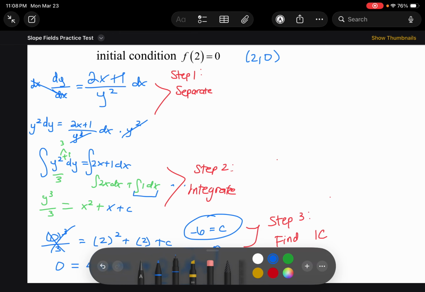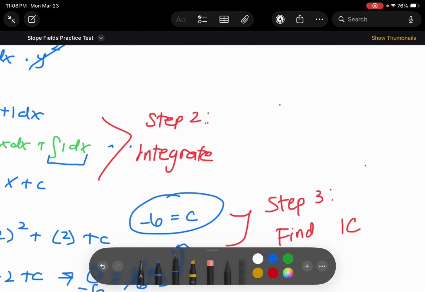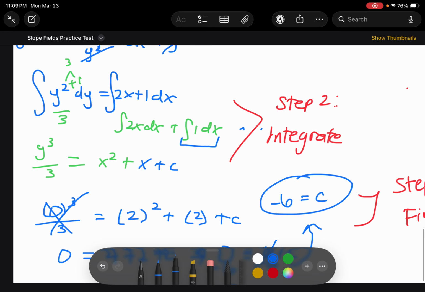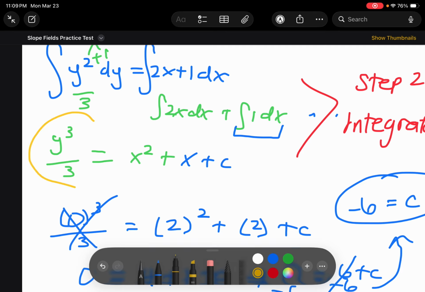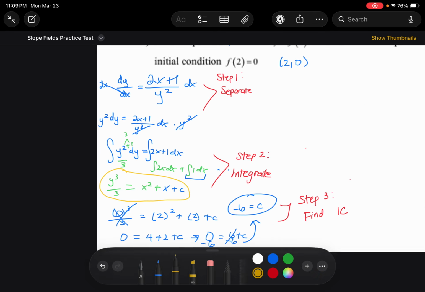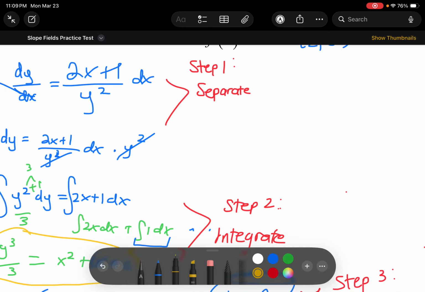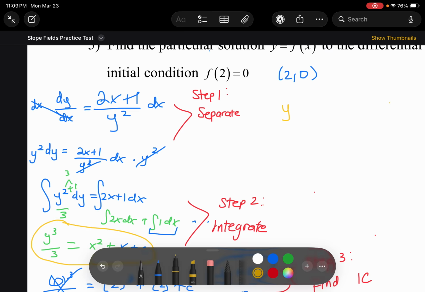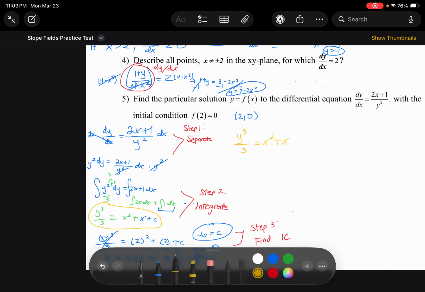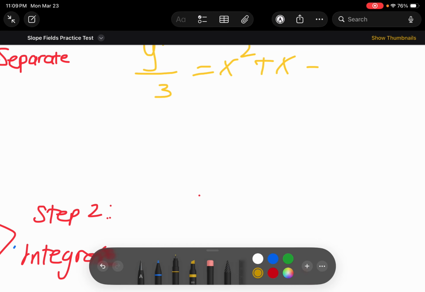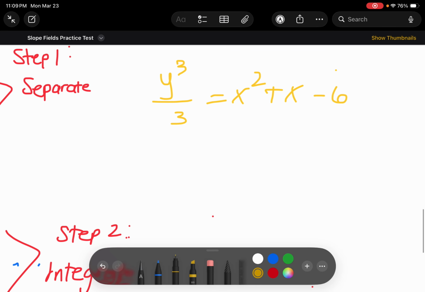Before, you did everything to find your IC. You're going to take this entire equation, your y cubed over 3 equals x squared plus x plus c, and put that back up. So it's going to be y cubed over 3 equals x squared plus x, and since we found our c, which was negative 6, we're going to use that. So now we're going to multiply both sides by 3.